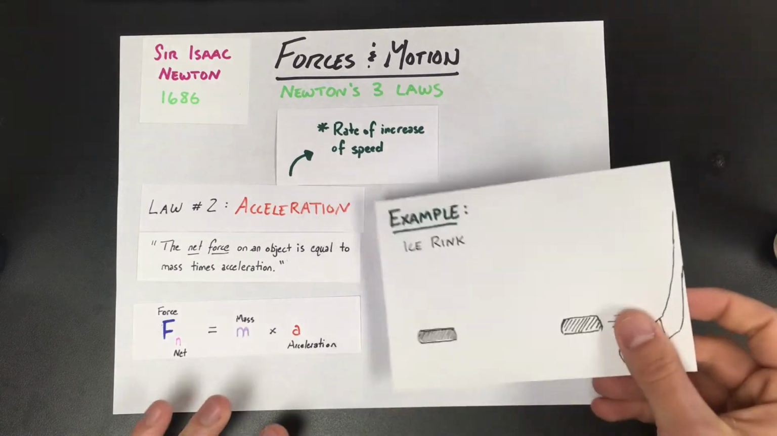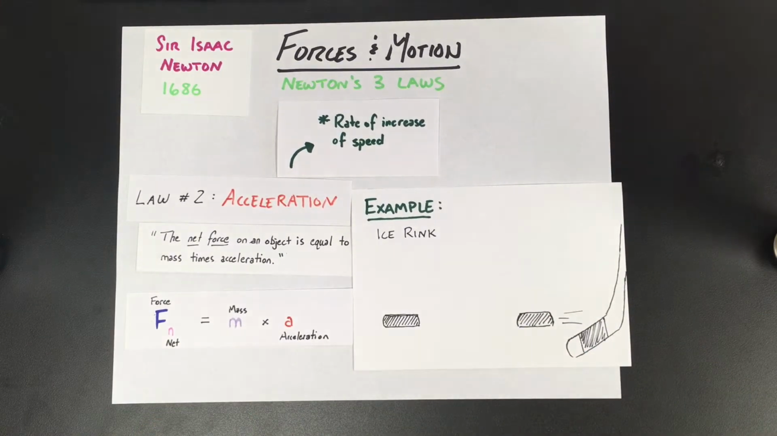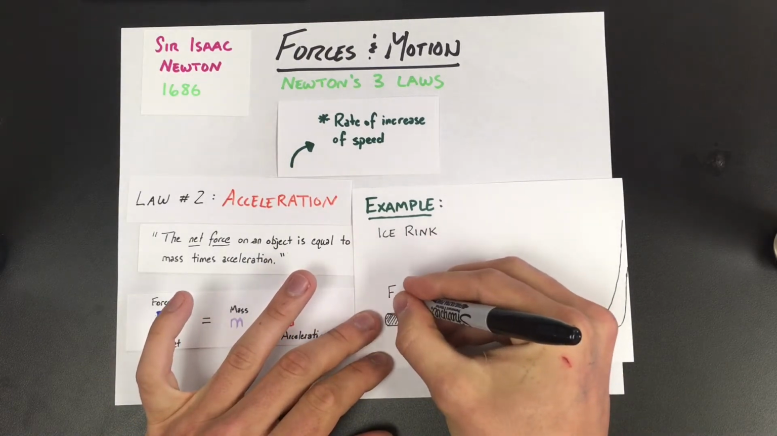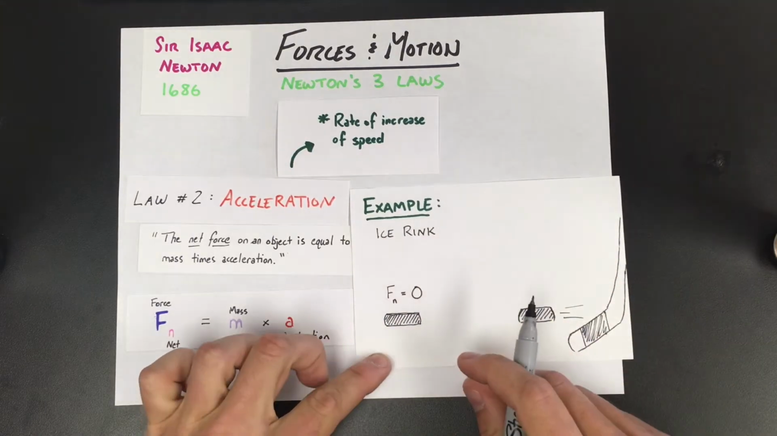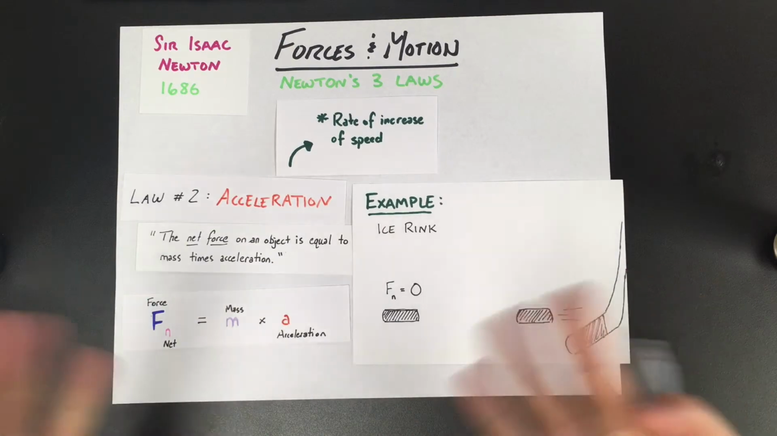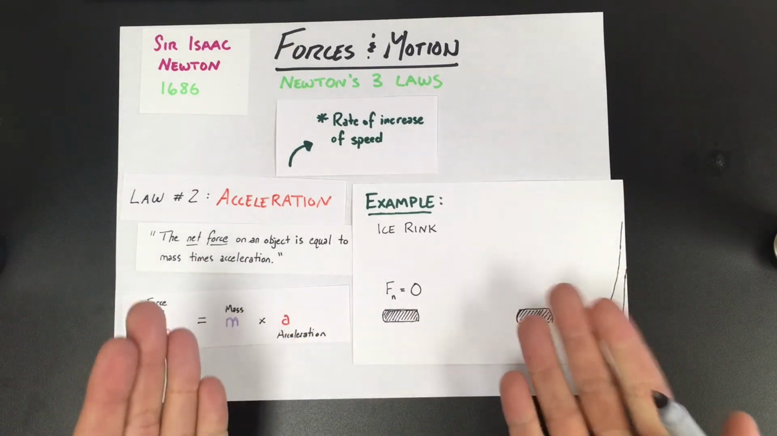Here's an example. Imagine you have an ice rink, and let's say that there is no friction on this ice rink, meaning that if I push the puck, it's just going to keep moving forever. Now, at rest, the net force on this puck is going to be 0 because it's not moving, right? There isn't any force acting on it. All the forces are equal right now. It's not moving. It's actually in equilibrium.